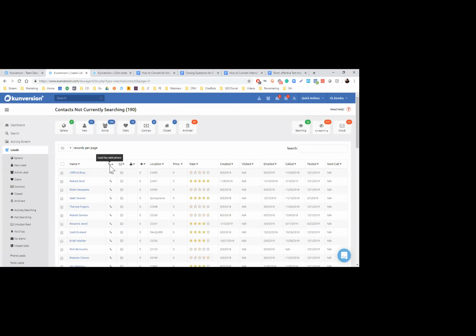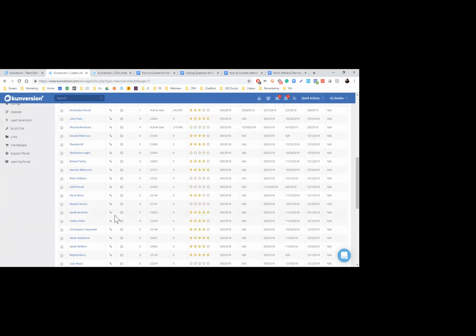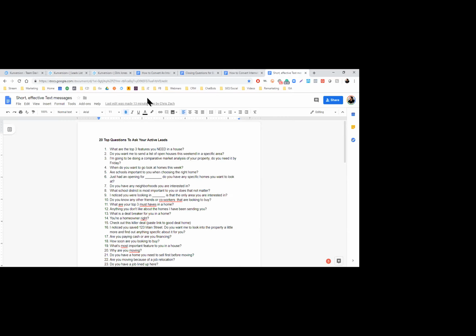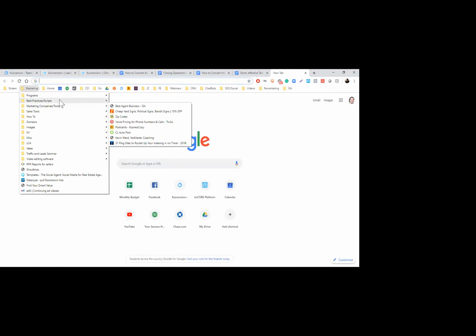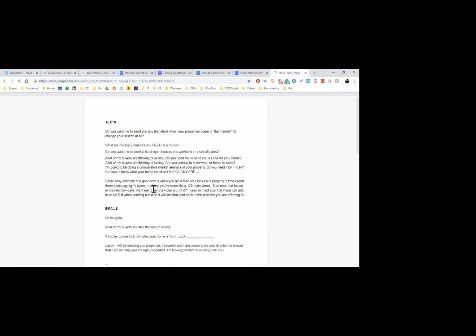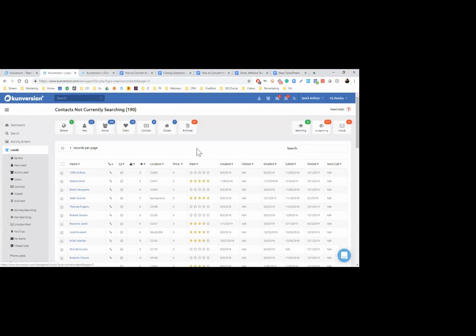Lead has a valid phone number, and it shows me all of the leads that have a phone number here. And I know that because it has the little telephone. Then what I'm going to do is go ahead with a message I've been using that's killing it right now with responses: "Do you want me to send you any text when new properties come on the market or change your search at all?" So Kendra, this is the text that we're going to send out to 50 of your leads who haven't been to the site in 90 days.